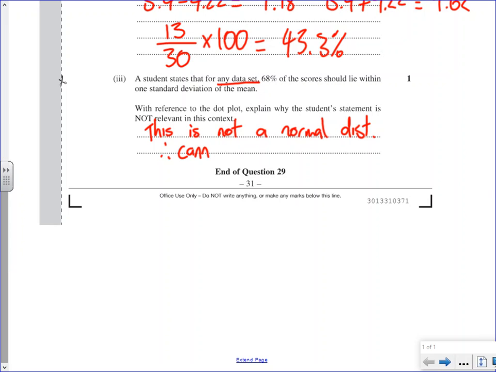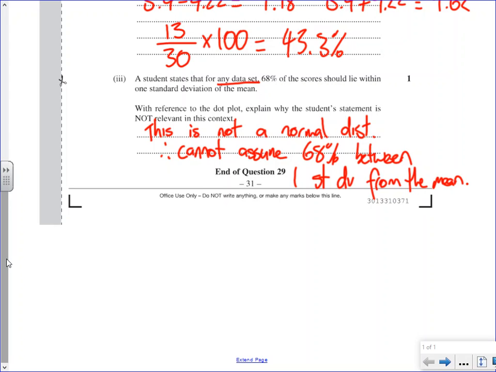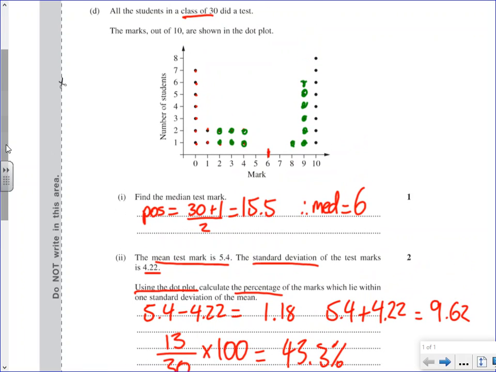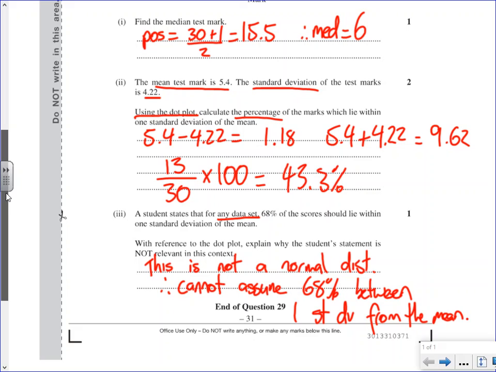therefore cannot assume 68% between one standard deviation from the mean. So essentially what we're saying here is it's asking what's an example of a data set that doesn't have 68% of the scores? Well, we just have one here. Because it's not a normal distribution, not all 68% are going to be between one standard deviation and the mean. And we just found that in part 2 when we found it was 43.3%.